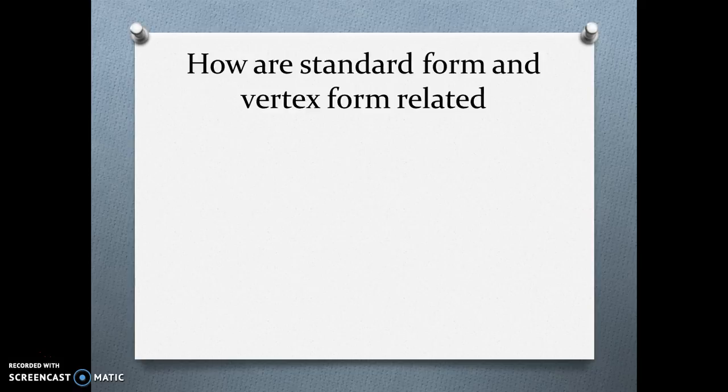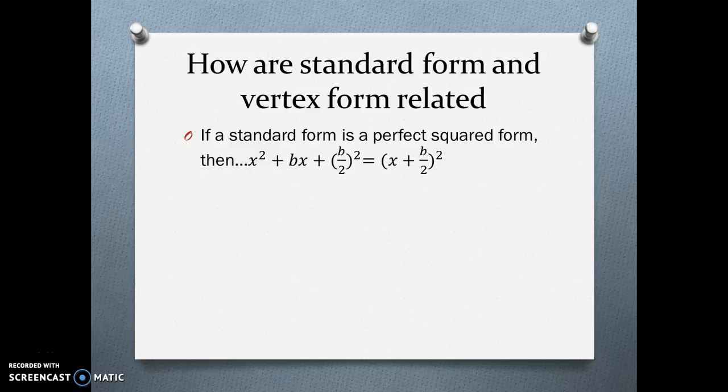How are standard form and vertex form related? Well, if a standard form is a perfect square, then x squared plus bx plus something: if you take that middle number that's on the x, divide it by 2 and square it, that will make your standard form a perfect square. And then to find it in vertex form, you would say (x plus b over 2) squared.